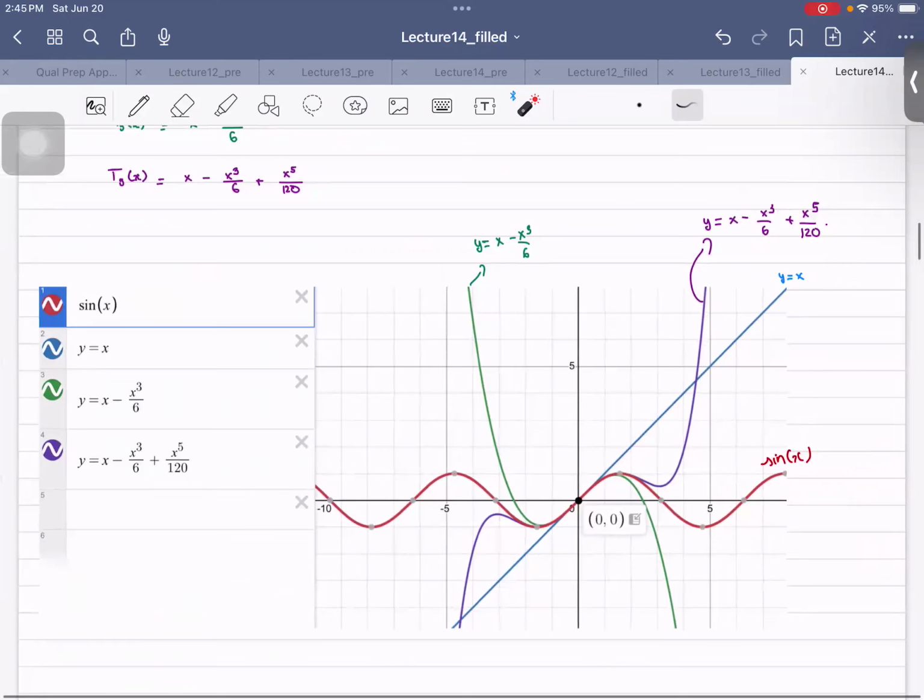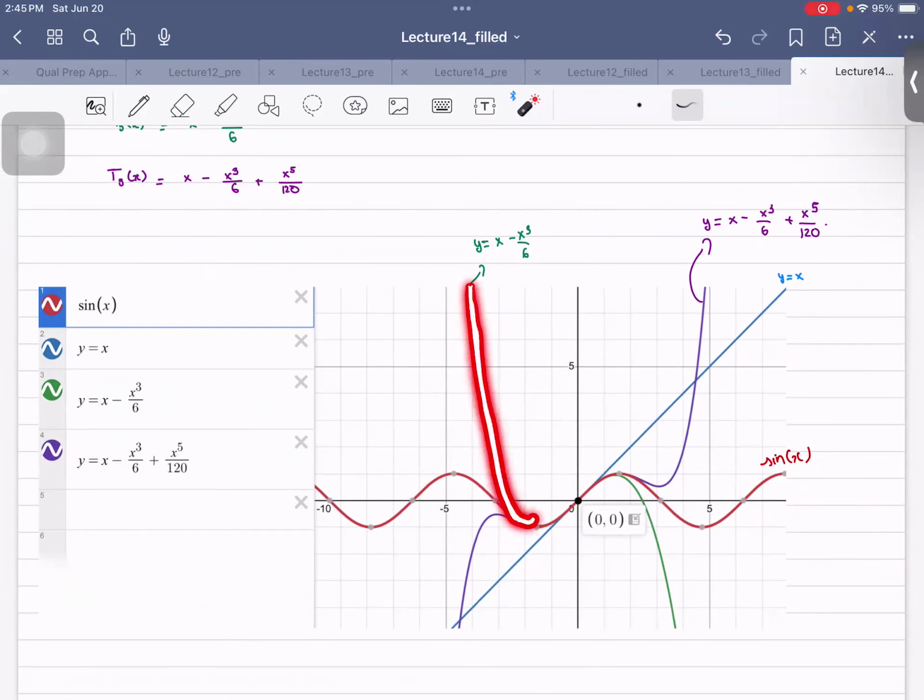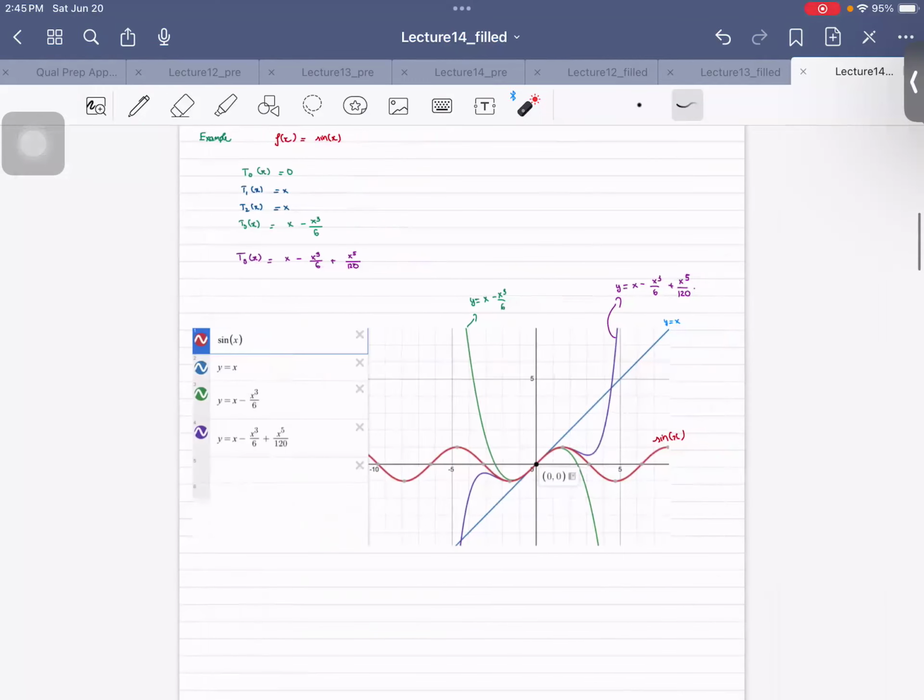And more than that, your approximated function also has the same concavity compared to your original function. You can see that over here, your original function opens up, and your approximated function also opens up. Over here, your original function opens down, and your approximated function opens down as well.